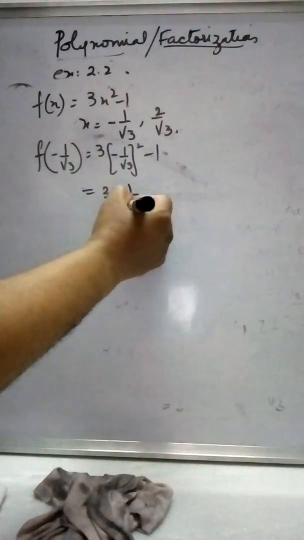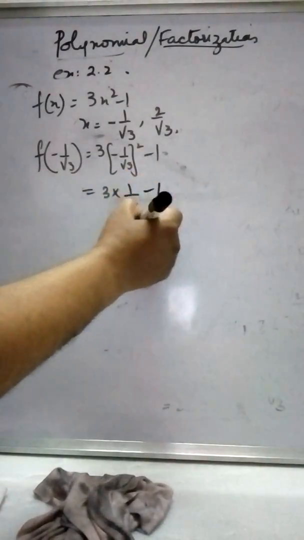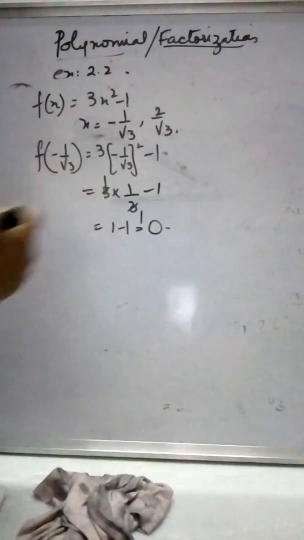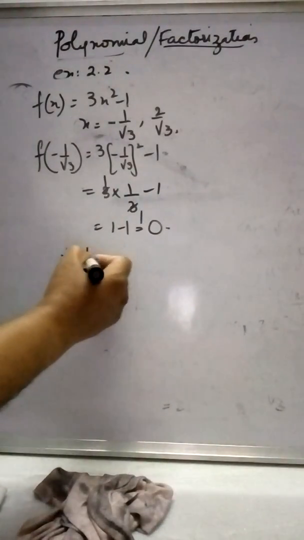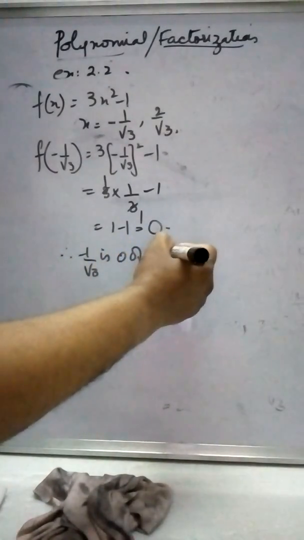Root 3 whole squared becomes 3. Root 3 into root 3 is root 9, the square root of 9 is 3. Then minus 1. 3 one times, so this gives me 1 minus 1, which is equal to 0. Therefore I can say minus 1 by root 3 is a zero of p(x).